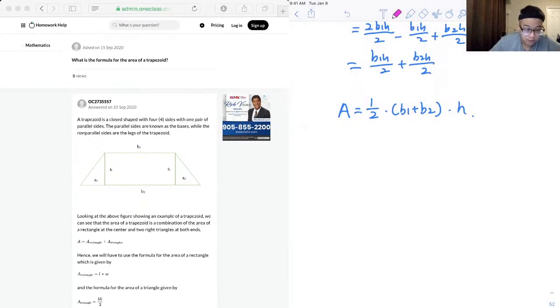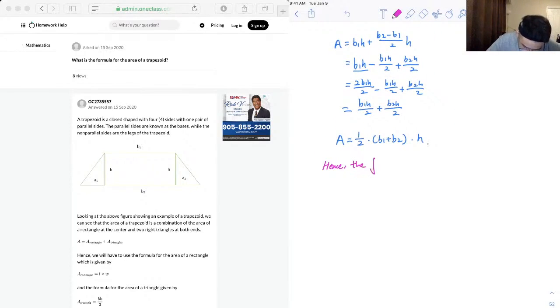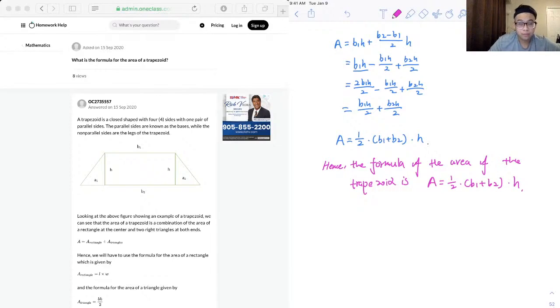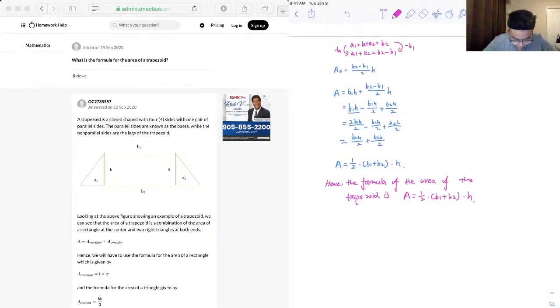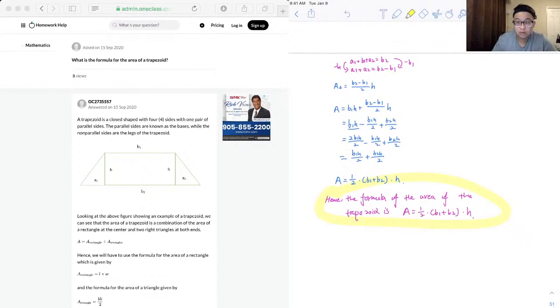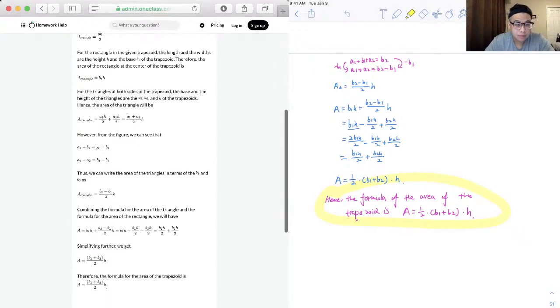And let's write a conclusion there. So here's the formula of the area of the trapezoid: we just copy down the formula below, 1/2 times B1 plus B2 times h, where B1 and B2 are the two bases and h is the height. So I think that's all we got for this question. And let's leave a comment there. B1 plus B2.